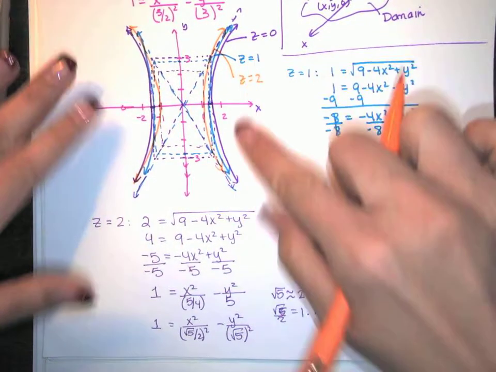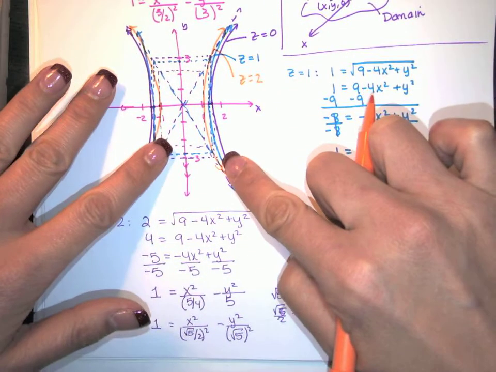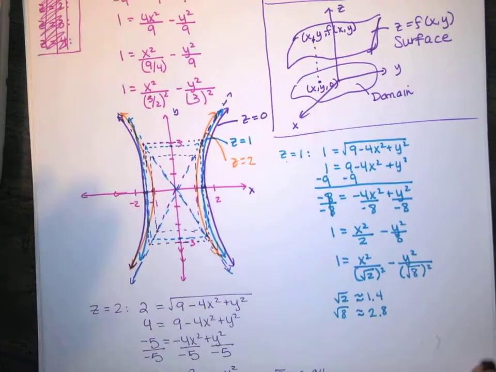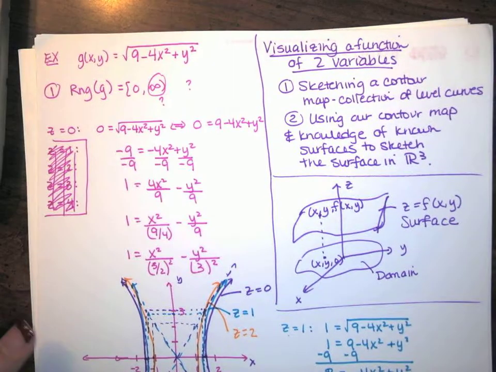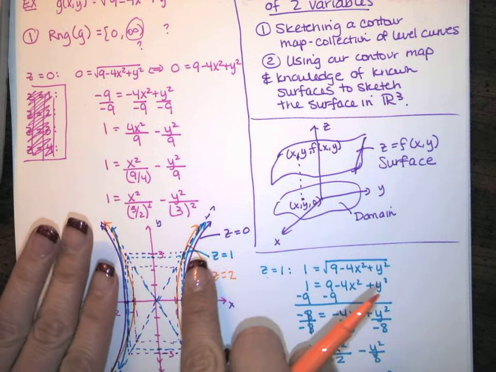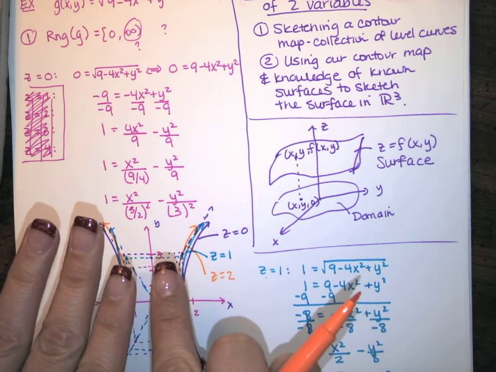Z equals 0 is here. Z equals 1 was very close and right next to it. Z equals 2 is a little bit farther away. What are we seeing? What is this surface? I feel like as z increases, we're getting closer and closer to the center. Something's happening there.